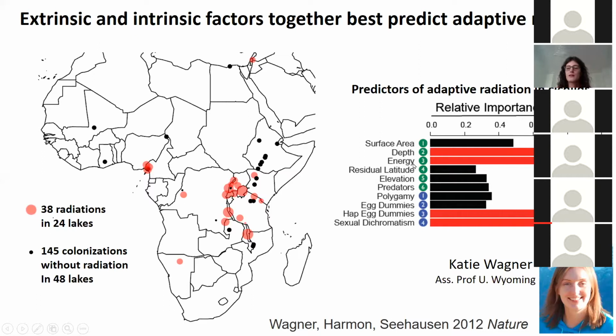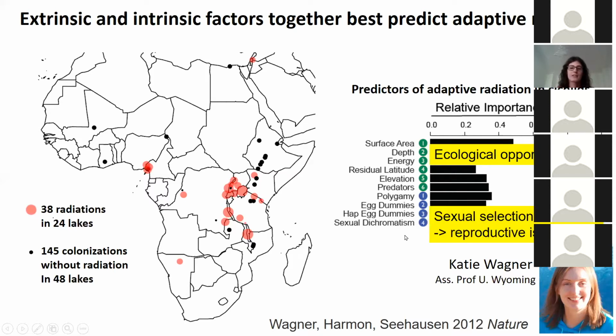So she looked at what factors predict if adaptive radiations happen or not. What she found are major predictors of ecological opportunity, like lake depth and energy, and other predictors of sexual selection, which are important for allowing them to evolve assortative mating and therefore to stay reproductively isolated by choosing to mate with individuals from their own species and avoiding individuals from other species.